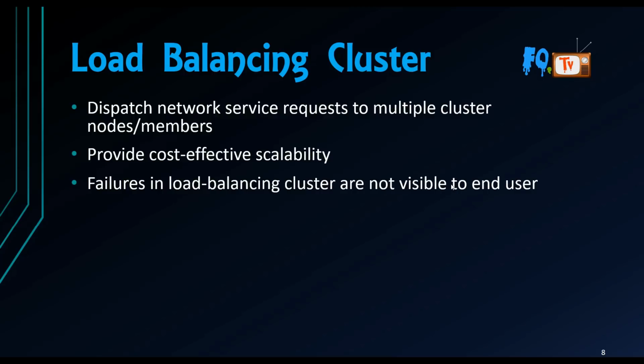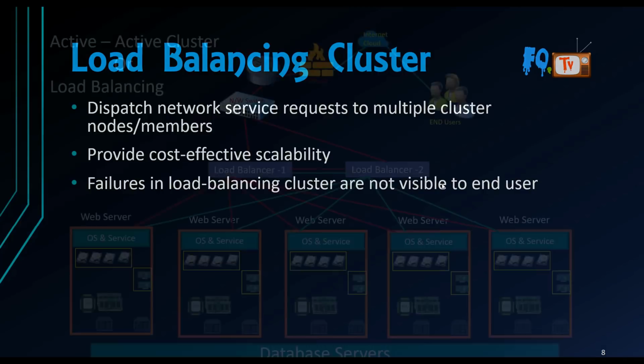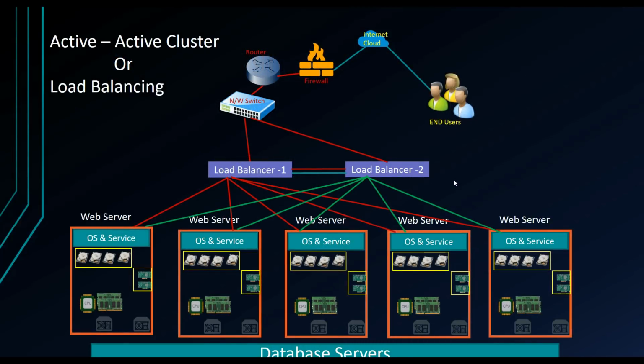If any failure happens on the back end node or the server, then the end user does not feel that there is a failure. Only the administrator knows that there is a failure. So this is your active cluster configuration, or the load balancing cluster configuration, and how it's going to be done.